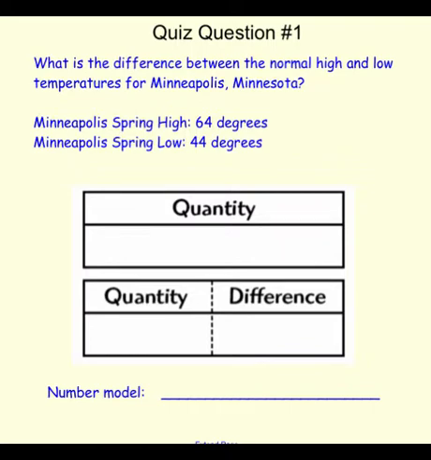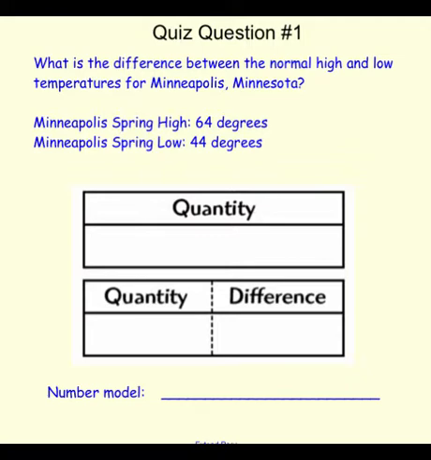Time for the quiz. Quiz question number 1. Please take out your notebook. You do not have to copy this entire problem unless you want to. What I do ask that you do is draw the quantity difference diagram in your notebook, fill in that diagram, and write down a number model with a unit. Here's the problem. What is the difference between the normal high and low temperatures for Minneapolis, Minnesota?